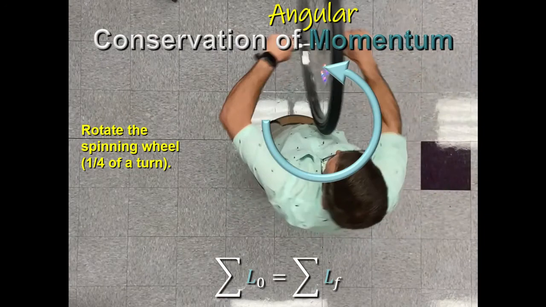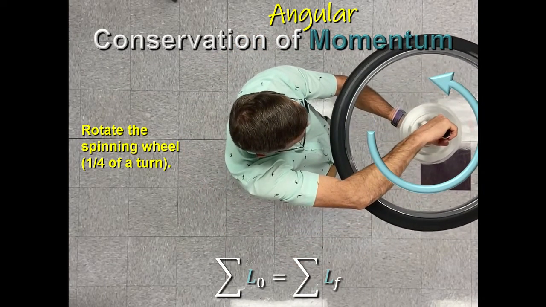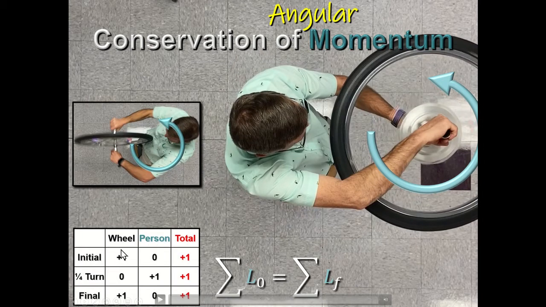I rotate it. I get the angular momentum, I rotate it back, I give it back to the wheel. But the total angular momentum in the plane of the floor remained the same before and after. So initially it was +1 and I was 0, total of 1. Rotating it a quarter of a turn, I stopped it from going in that plane. Now it did have momentum in a different plane, but we're just looking at the plane of the floor right now. And then I got the momentum, but the total momentum the whole time was +1.